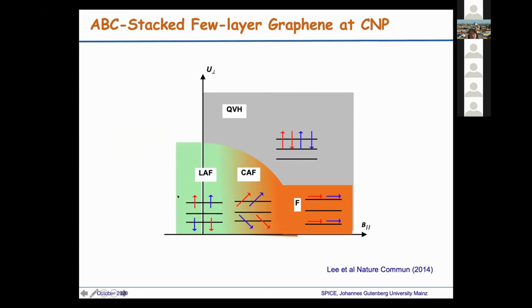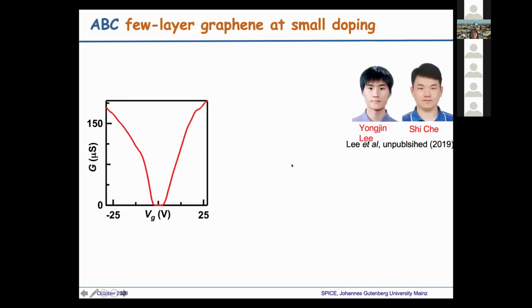Okay, so this is what we believe is the phase diagram of rhombohedral stacked trilayer graphene at the charge neutrality point. We start out with a layer antiferromagnet, apply a large parallel magnetic field. This will start to cant the spins, and eventually it will become a ferromagnet. If we apply a large electric field, this gives us a layer polarized insulator.